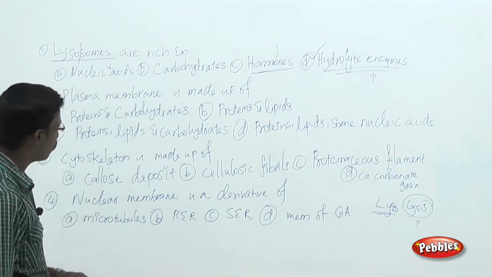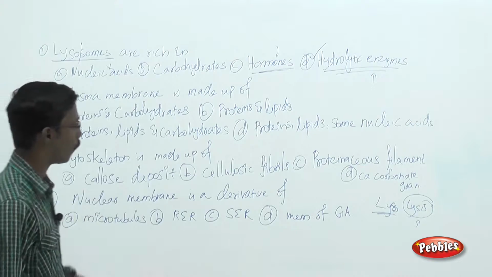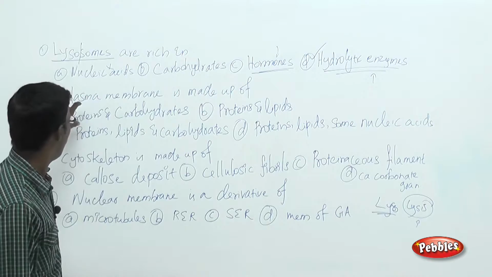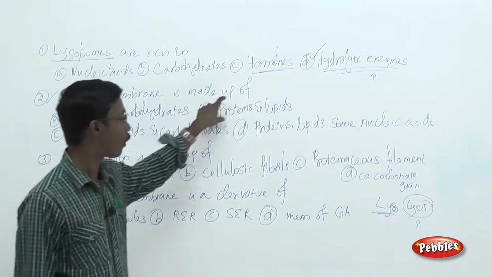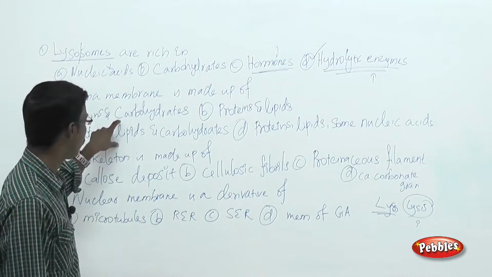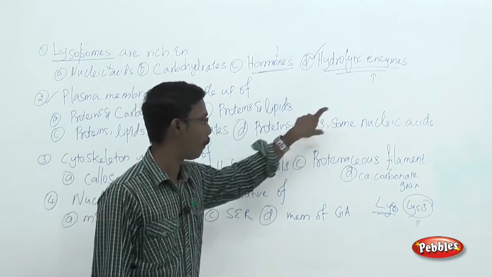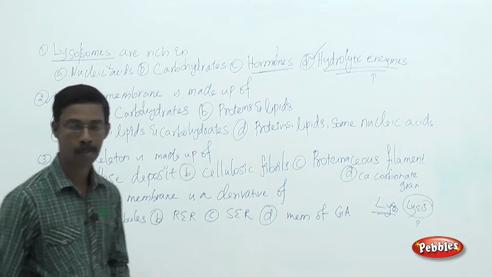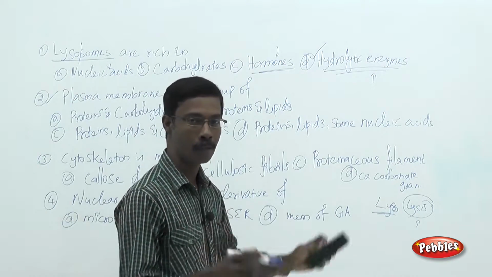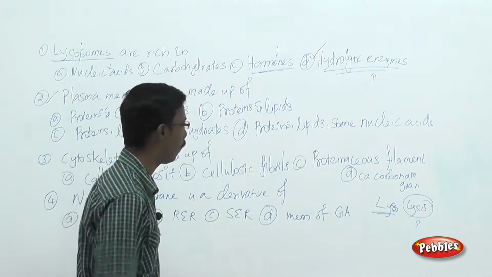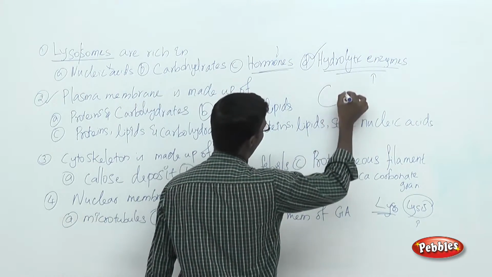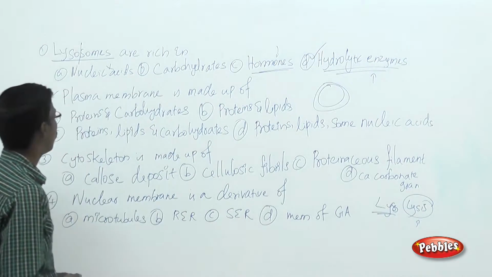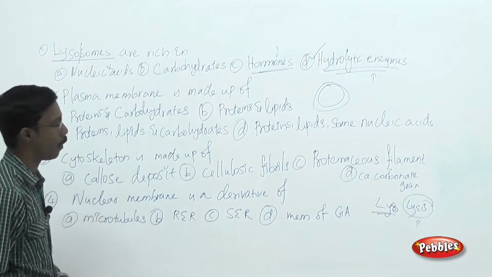See the second question: the plasma membrane is made up of. This is one of the most confusing questions. The choices are proteins and carbohydrates; proteins and lipids; proteins, lipids and carbohydrates; proteins, lipids and nucleic acids. Whenever we think about the plasma membrane, we recall that it is made up of a lipid bilayer. So one of the major components of the plasma membrane is lipids.